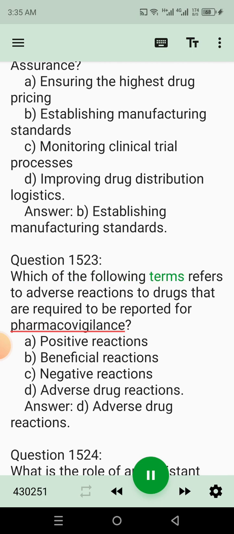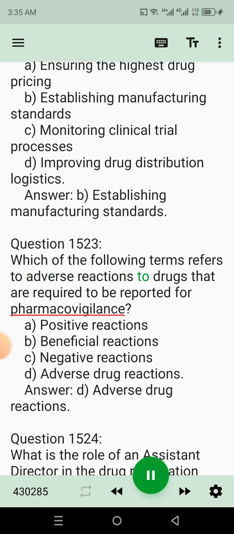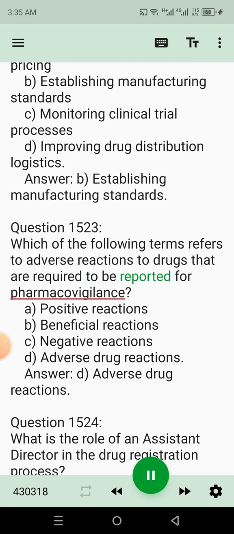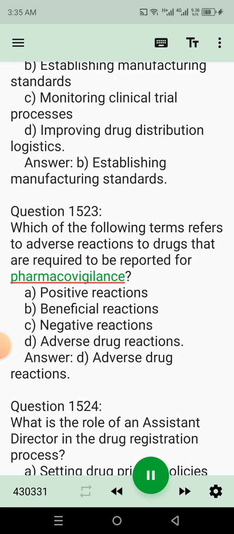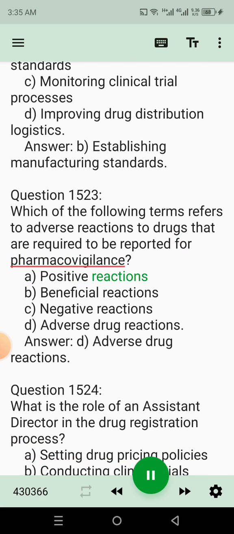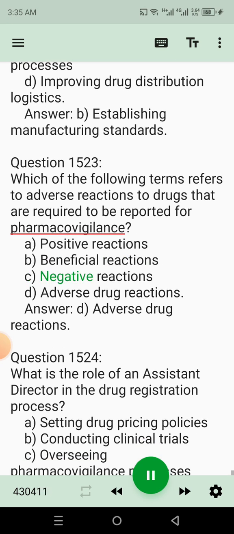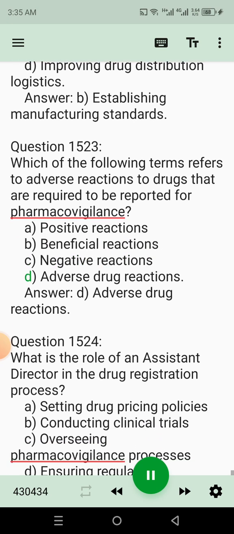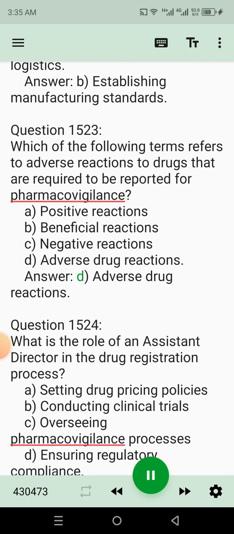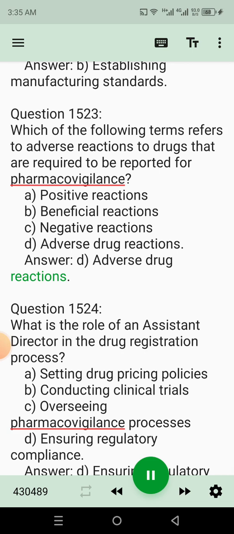Question 1523. Which of the following terms refers to adverse reactions to drugs that are required to be reported for pharmacovigilance? A. Positive reactions. B. Beneficial reactions. C. Negative reactions. D. Adverse drug reactions. Answer. D. Adverse drug reactions.